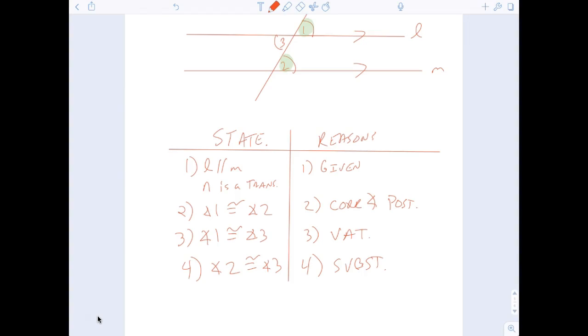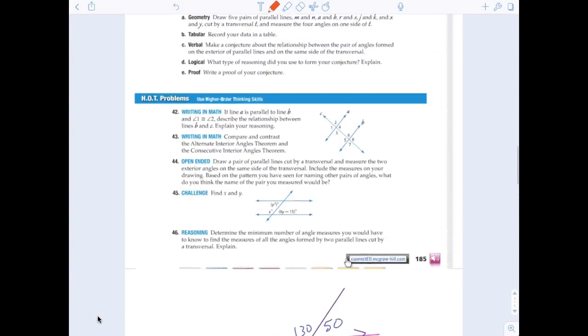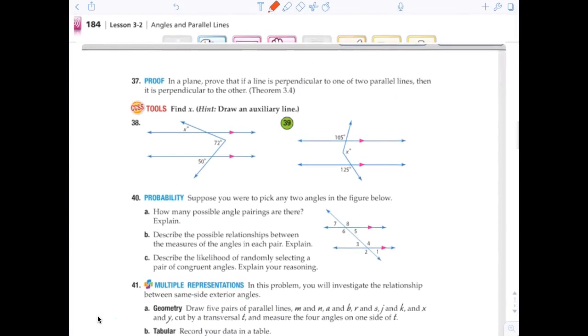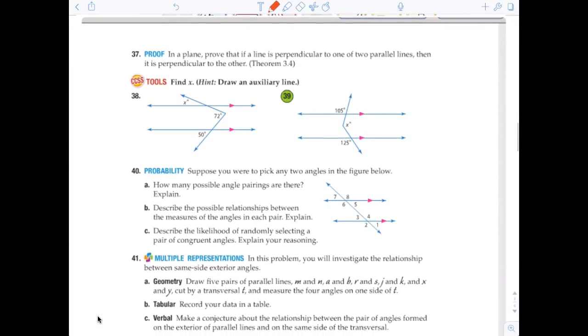All right, yes, for number 38 and 39. All right, hold up. Let me find 38 and 39. All right, let me see what we're doing here. 38. Oh, yeah. I want you to try that. I think you can do that. And if you don't know what an auxiliary line is, you can look that up. That's something I want you to do. Now, again, 38 and 39, I have been on the SAT before. That's another reason why it's important.